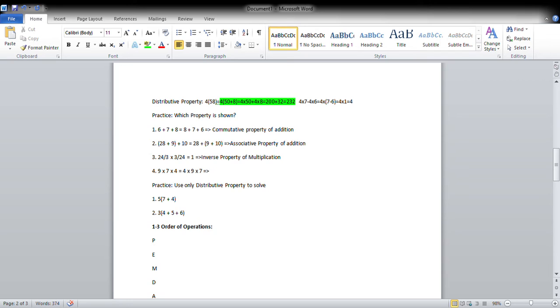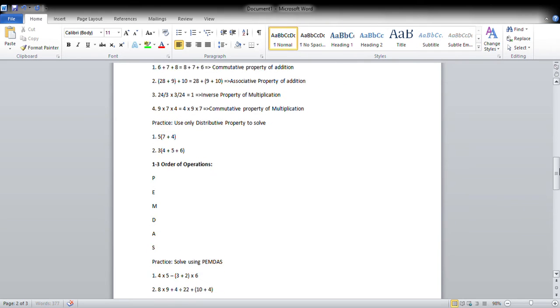Now the next one is the commutative property, because the order is changed, and this one has a multiplication sign, so multiplication.